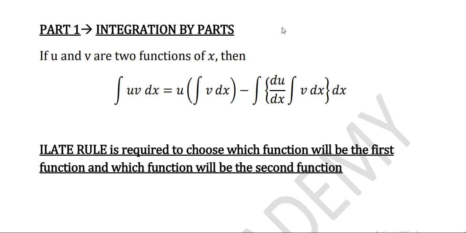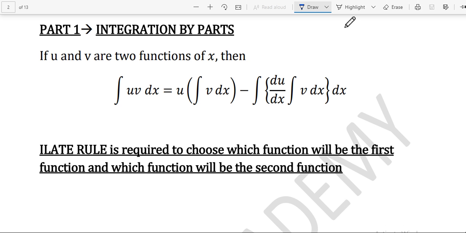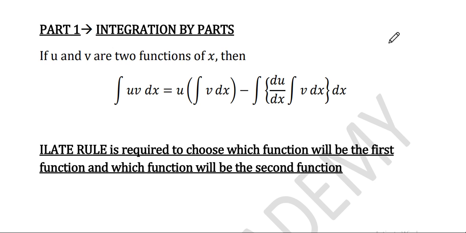Now what exactly is integration by parts? Let's see. So u and v are two functions of x. We are going to find the integration of the product of these two functions. So u and v can be any type of functions, like a trigonometric function multiplied with an exponential function. It can be any function. So basically these two are functions of x.